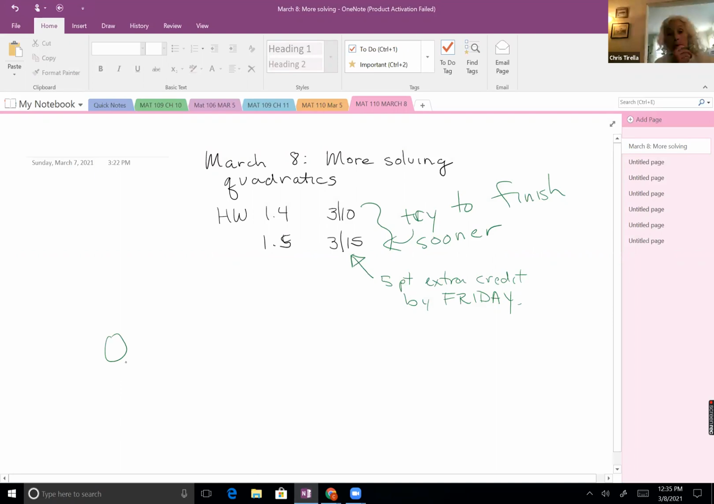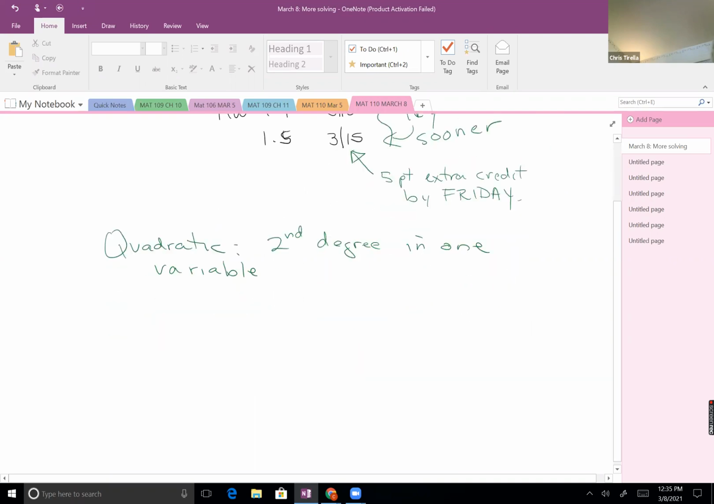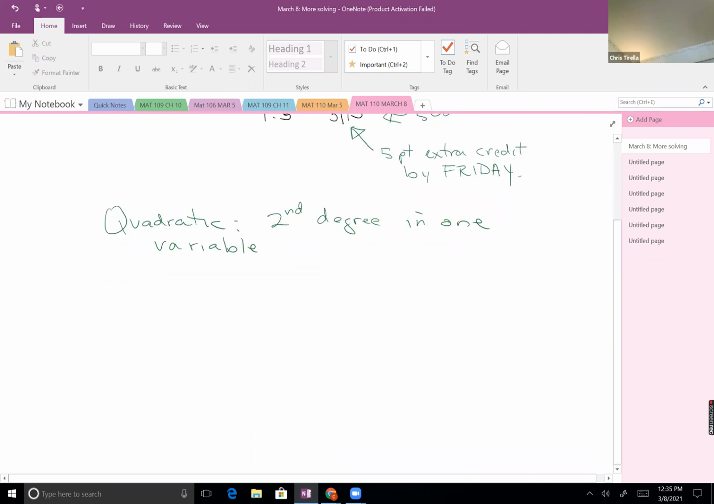We've been solving quadratic equations, and we had said that we would know that something is a quadratic if it's a second degree equation in one variable. And we had outlined on Friday 3 different possible ways that we could solve them. Let's first ask you folks to please solve by factoring.